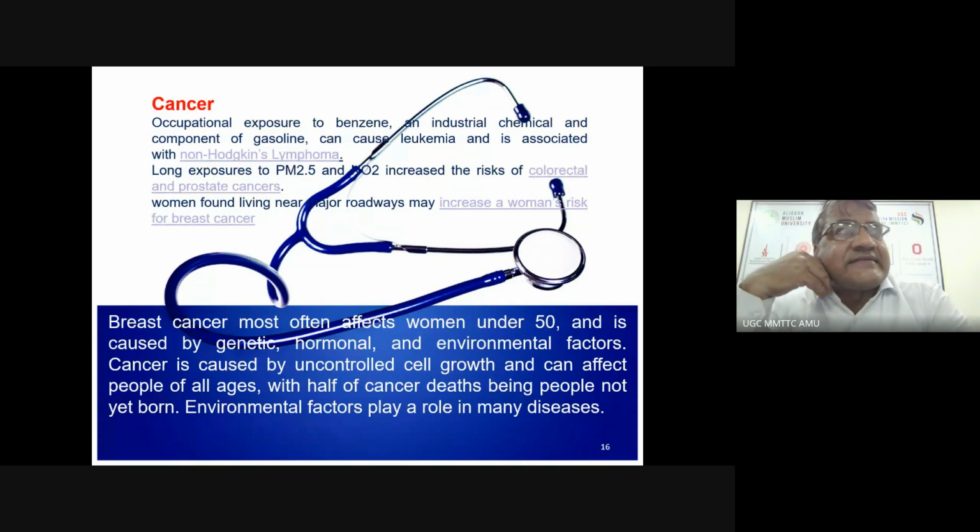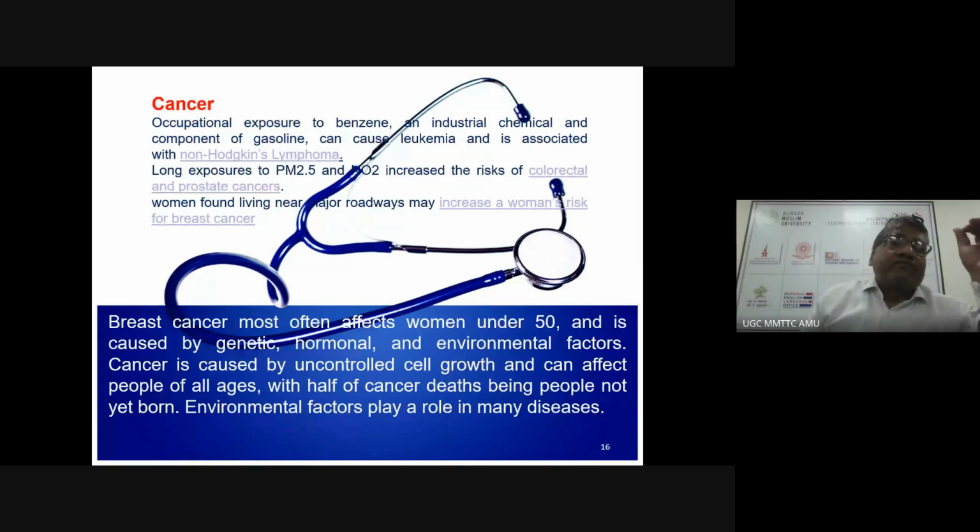White cells and the red cells are the components of the blood. So leukemia is the cancer of the blood forming cells, mainly the white cells, and is also associated with the non-Hodgkin lymphoma. It is also a cancer of the lymphatic system. Basically, it is a cancer of the lymphatic system. So long exposure to the PM 2.5 and nitrogen dioxide increase the risk of the colorectal and prostate cancers.